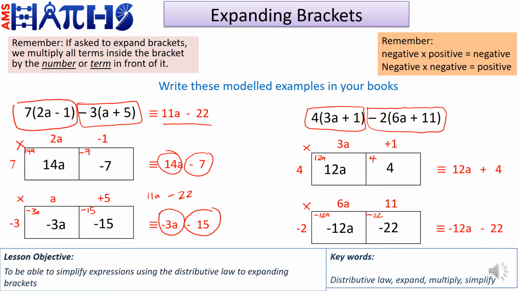So that gives us minus 12a minus 22. And then we need to simplify. So we'll have 12a minus 12a, which is 0a, and then 4 minus 22 to give minus 18. So our final answer is minus 18.